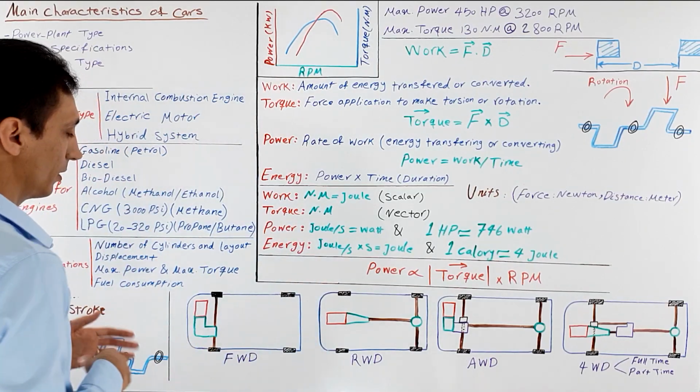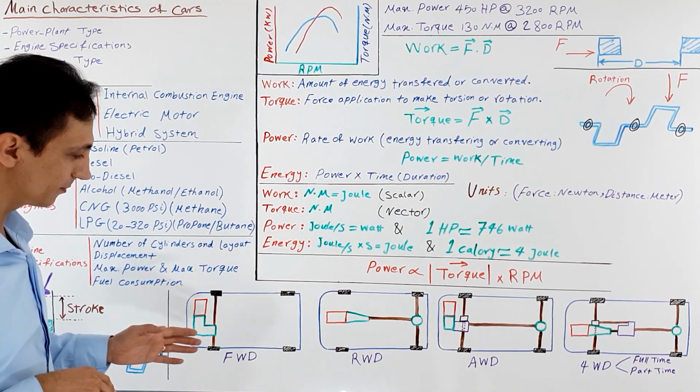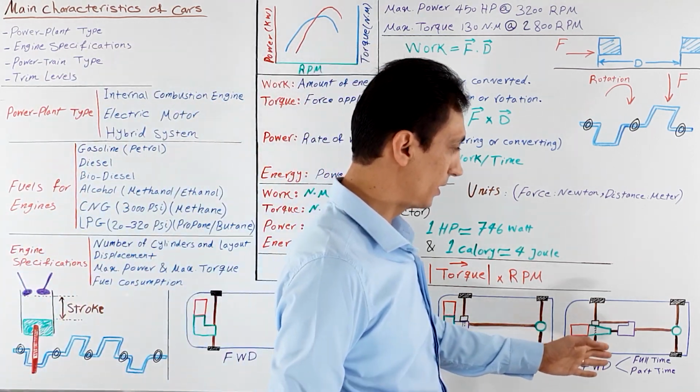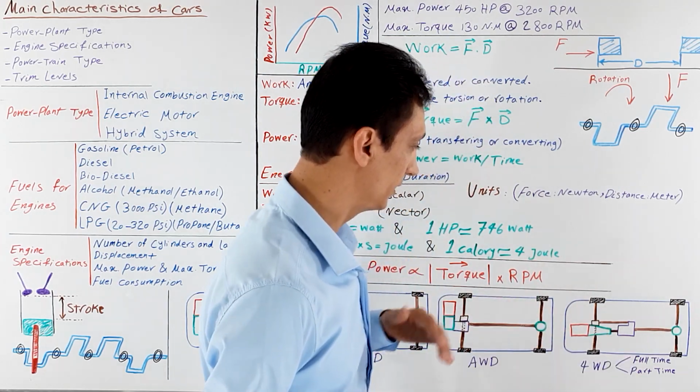Here I have drawn all types of the powertrains that can be used on almost all automobiles, and they are front-wheel drive, rear-wheel drive, all-wheel drive, and four-wheel drive. That four-wheel drive itself is divided in two types, full-time and part-time four-wheel drive system.